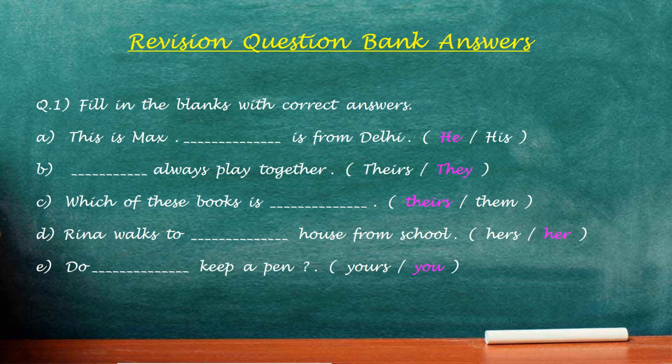Let us look at the answers. Question 1. Fill in the blanks with correct answers. Answer A. This is Max. He is from Delhi. Answer 2. They always play together. Answer C. Which of these books is theirs? Answer D. Reena walks to her house from school. Answer E. Do you keep a pen?